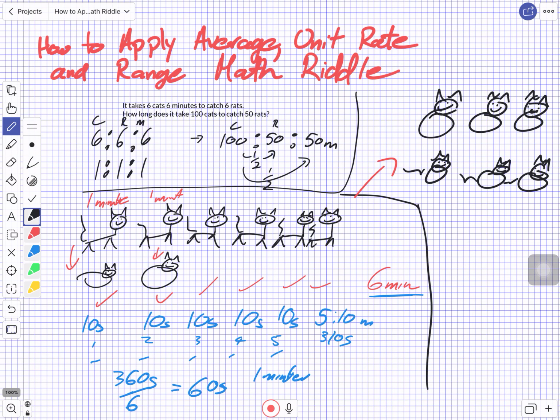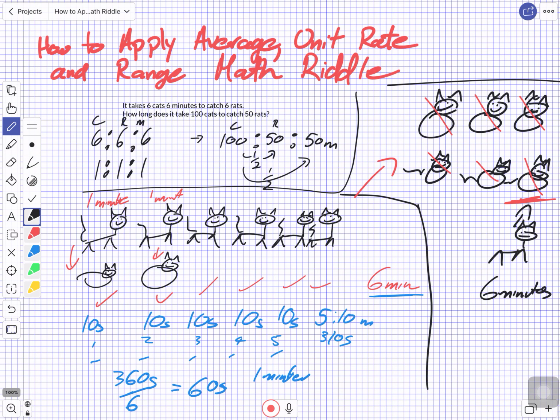And okay, so we release them all. And doesn't it make more sense that they all get released at the same time, right? They get released. And then maybe 1 rat gets caught, and then another, and another, and another, and another. And finally, at the 6 minute mark, the last rat is caught. Well, if that's the case, and maybe it's 1 cat per rat, this 1 cat actually took 6 minutes to catch a rat.